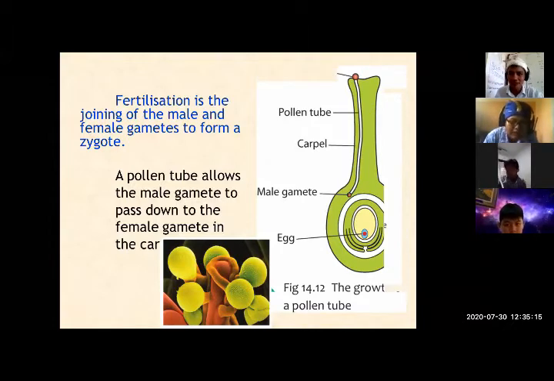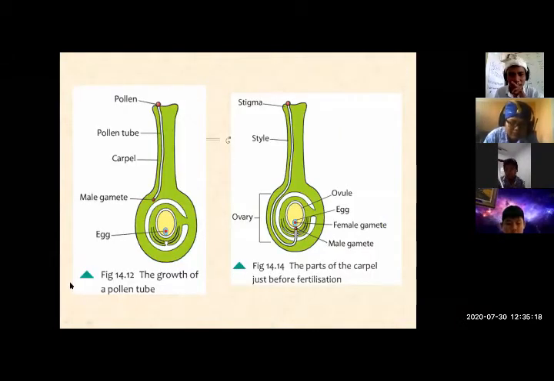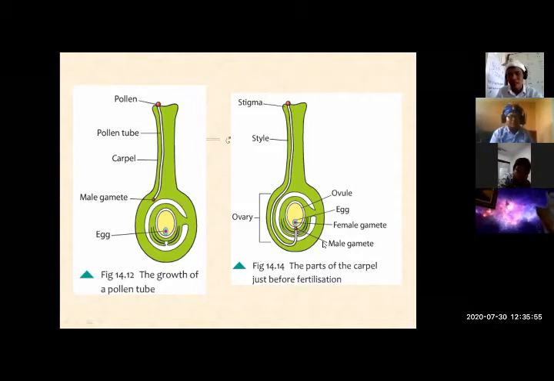Okay, now look at this. So there are two pictures. The first picture is the growth of the pollen tube. But the other picture is the parts of the carpel just before fertilization. Just before. Ini sudah pollen grainnya sudah dekat dengan eggnya. Perhatikan di sini. So this is how it looks like. The pollen grain comes down and then goes toward the egg. So it's going like this. This is the path. Ini lintasannya. Okay, very cool.